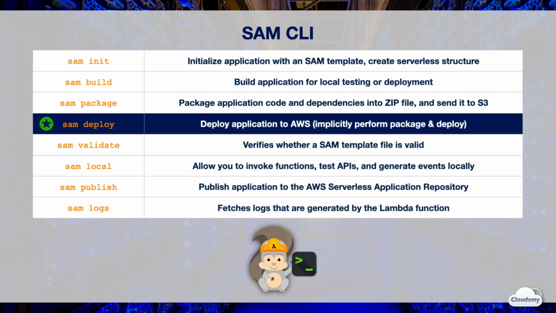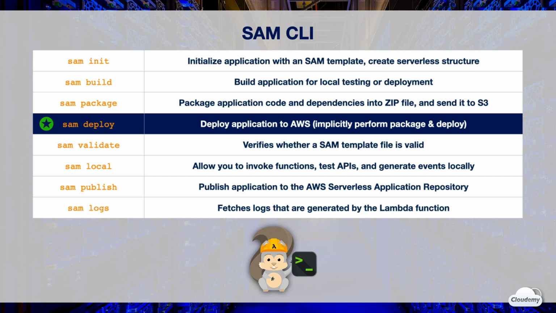SAM CLI commands enable you to easily develop and deploy your serverless applications to the AWS cloud. SAM init command initializes a serverless application with a SAM template. The template sets up everything you need to get started with the serverless application. For example, providing a folder structure for your Lambda functions, and connecting to an event source such as APIs, S3 buckets, or DynamoDB tables.